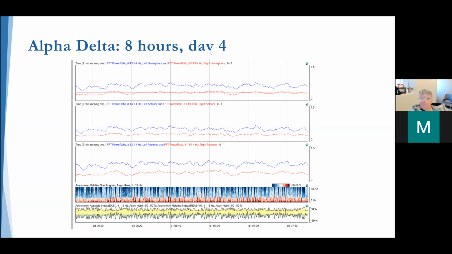And then by day 4, this difference in the alpha delta ratio is far more pronounced. The patient had an infarct in this region with a fixed deficit, a fixed difference between the left and the right hemispheres, with really marked increases in delta activity over the right hemisphere indicated by red on our asymmetry spectrogram.